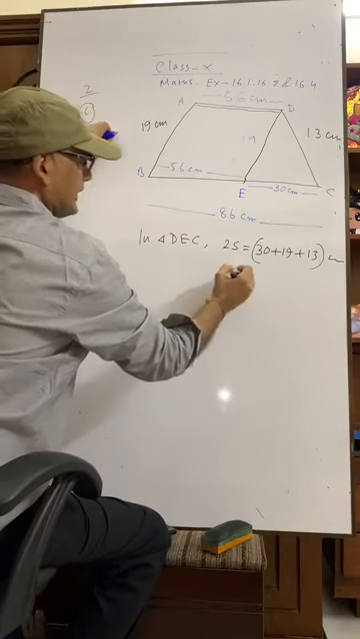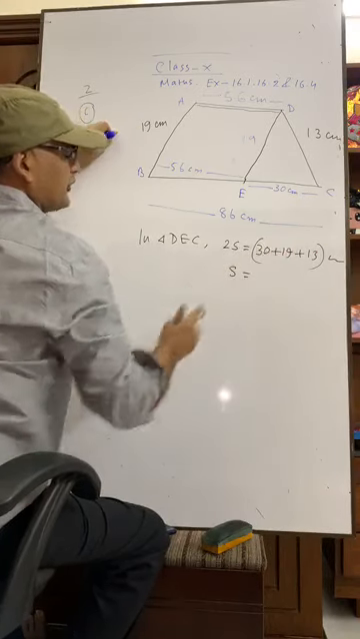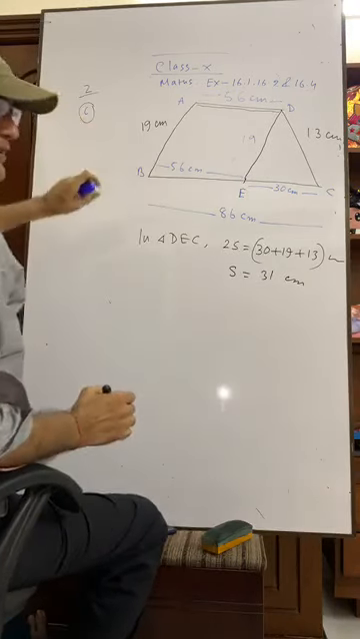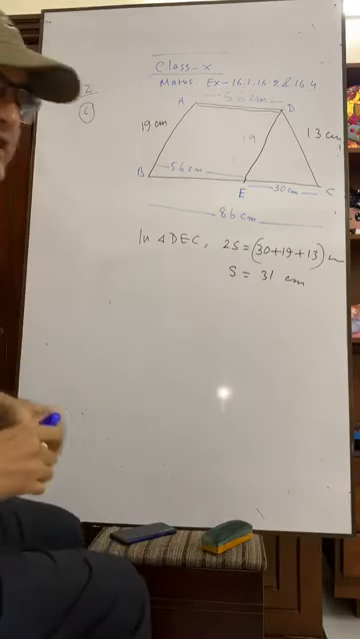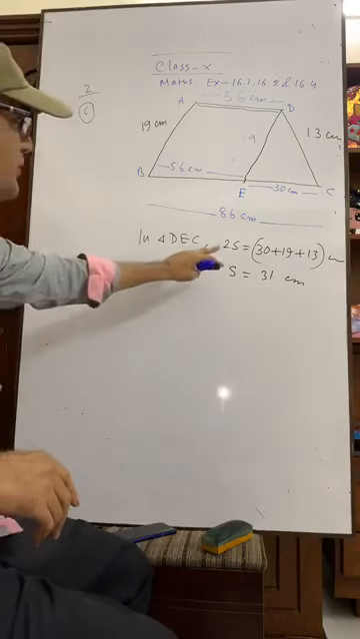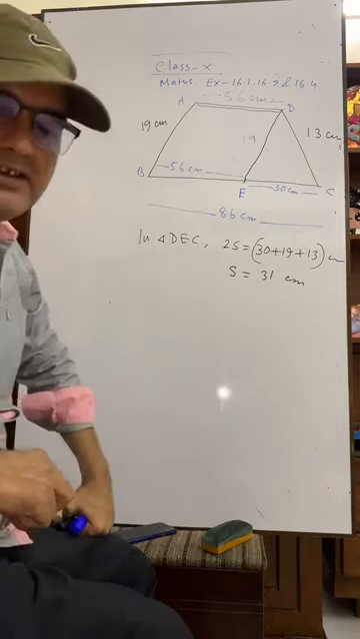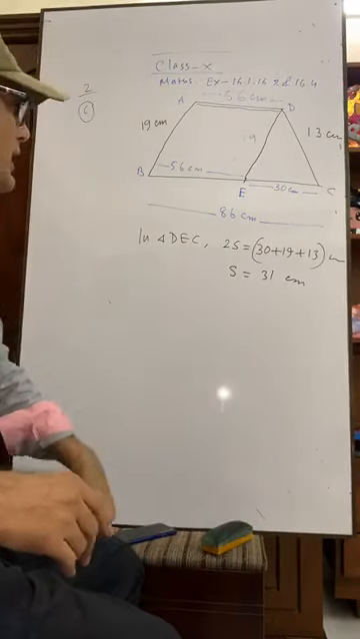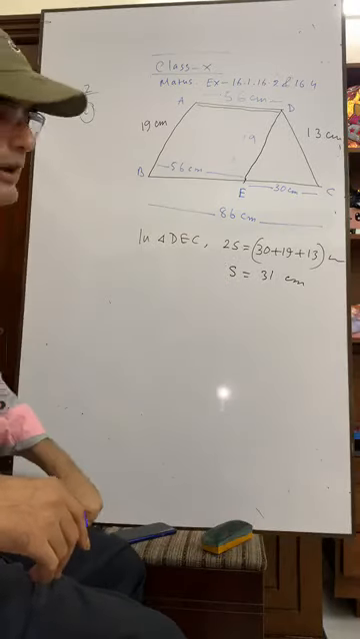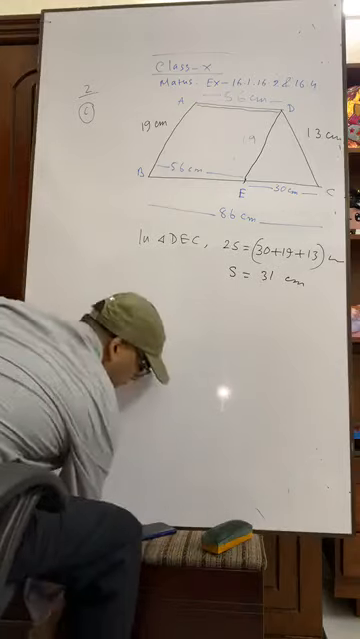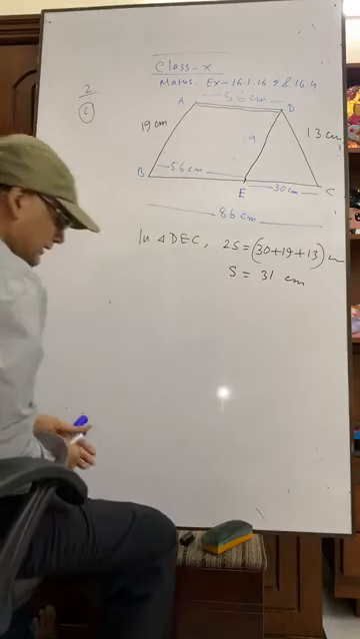So S equal to what? This is 62 by 2, that is 31 centimeter. S means what? 2S is perimeter. S means semi-perimeter. 2S by 2 equals to S. Semi means half. So half the perimeter, that means semi-perimeter. Semi-perimeter is 31.